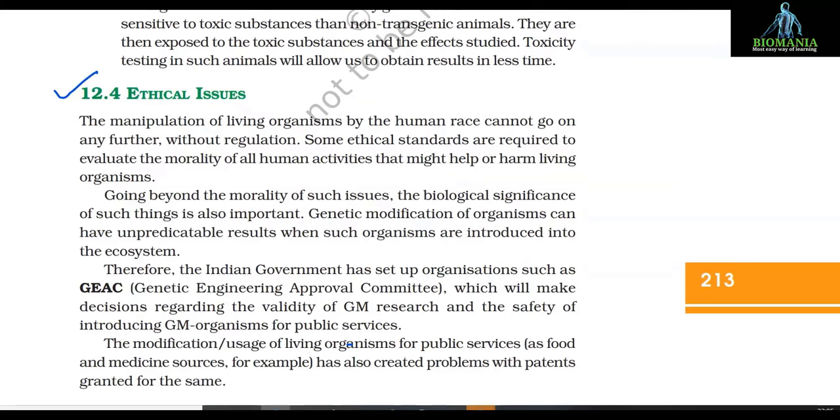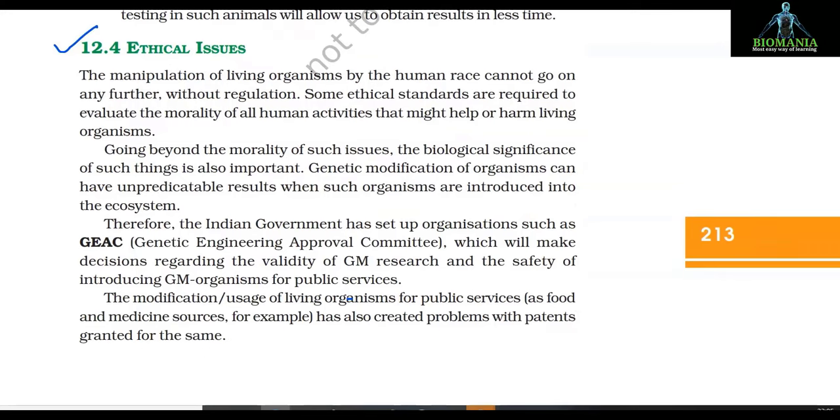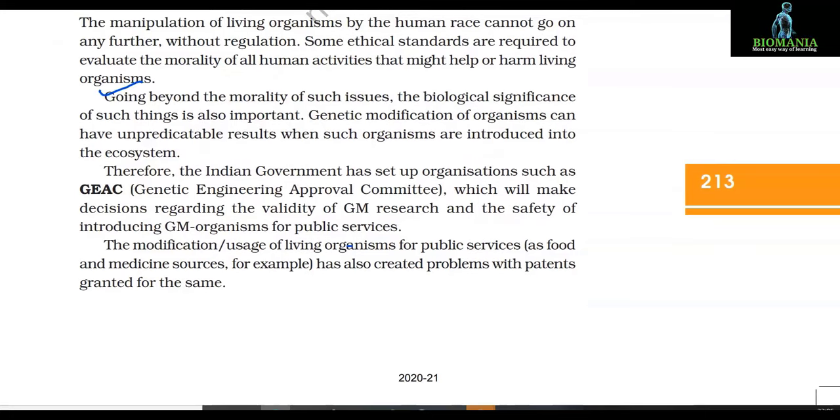12.4 Ethical Issues. The manipulation of living organisms by the human race cannot go on any further without regulation. Some ethical standards are required to evaluate the morality of all human activities that might help or harm living organisms. Going beyond the morality of such issues, the biological significance of such things is also important. Genetic modification of organisms can have unpredictable results when such organisms are introduced into the ecosystem.